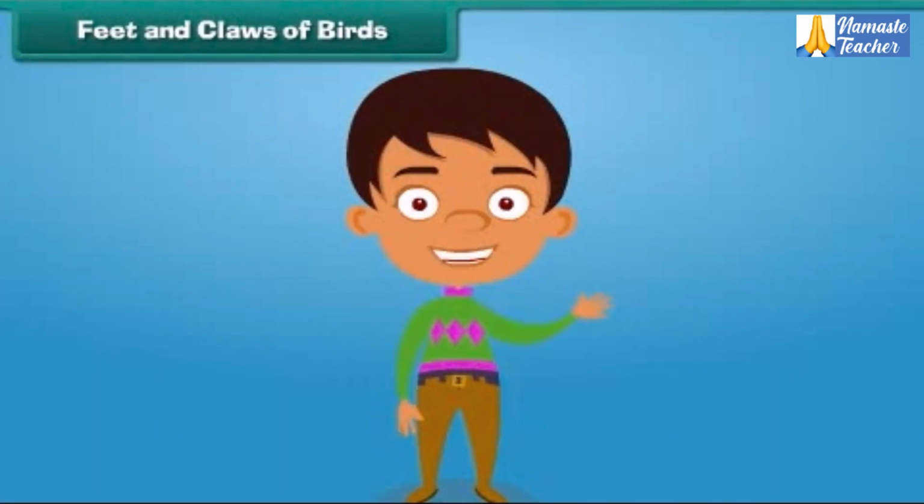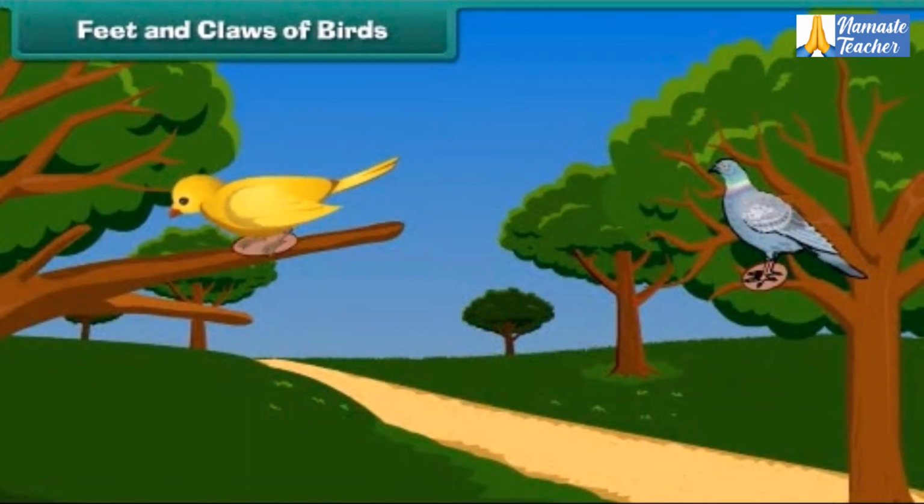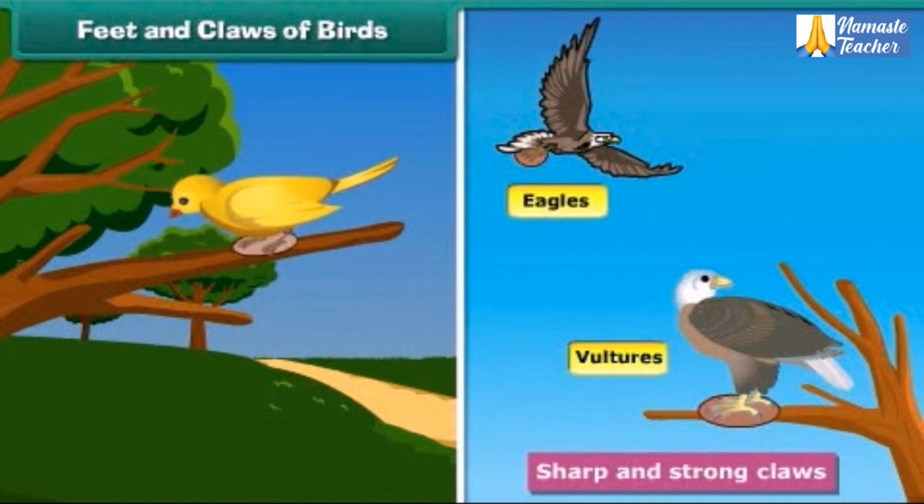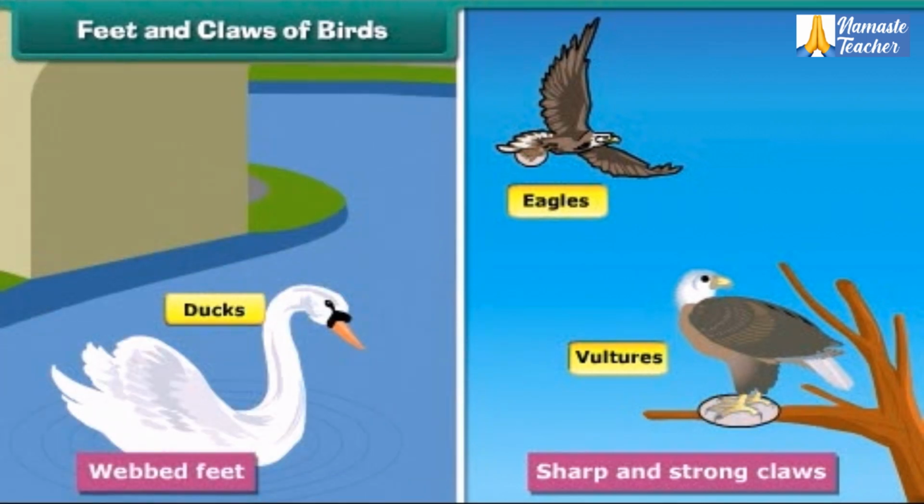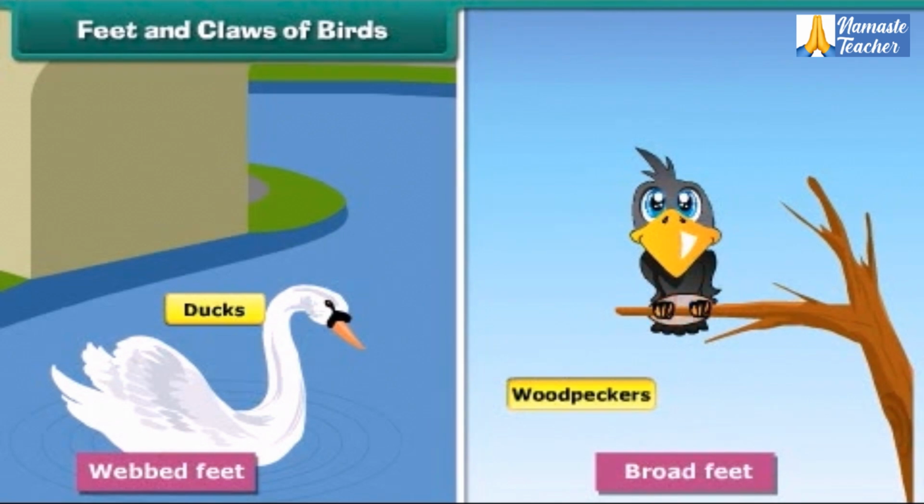As we all know, birds walk and hold food with their feet and claws. Different birds use their feet and claws differently. As we see, vultures and eagles have sharp and strong claws to hold small animals, while ducks have webbed feet that help them swim in water. Woodpeckers have broad feet and they use their feet to climb trees.